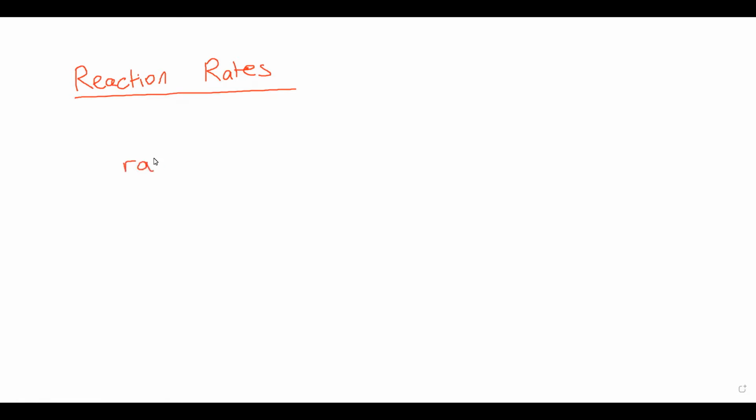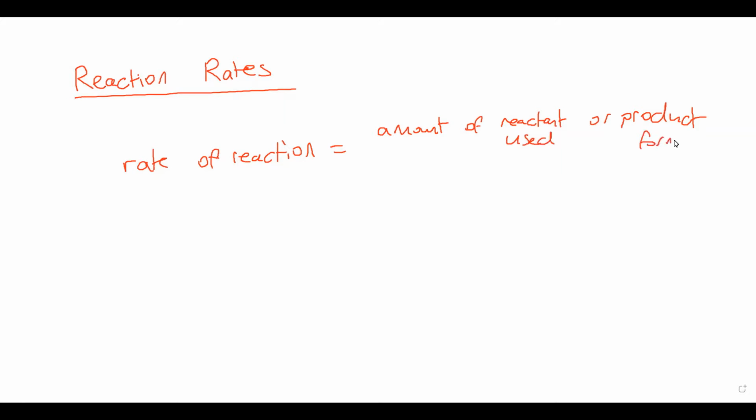So a simple way we can represent that is simply that the rate of a reaction is equal to the amount of the reactant or product either used up or formed over the time that it is used up or formed in.